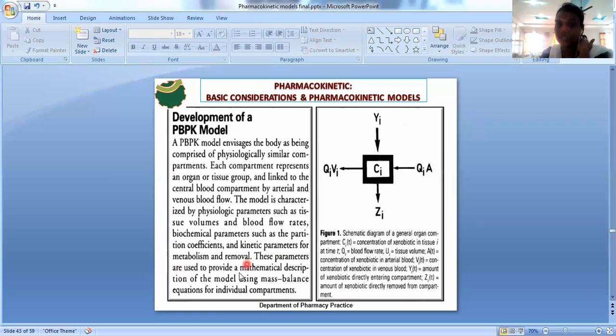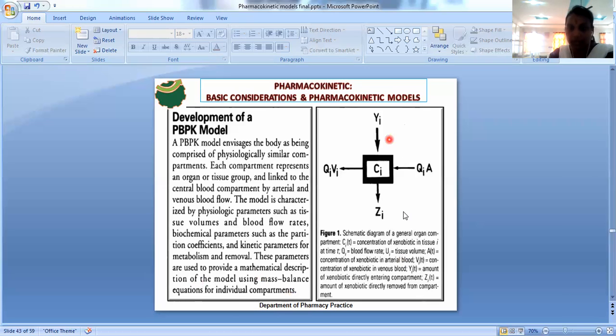For what purpose will these parameters be useful? In order to provide the mathematical description of the model using mass balance equations for the individual compound. For example, for protein binding, P plus D is equal to PD. By applying the law of mass balance, it gives Ka equal to PD divided by P times D. Like that, by using mass balance equations for each and every individual compartment, you can give a simple mathematical description using all these parameters. These parameters are mainly useful for that purpose.